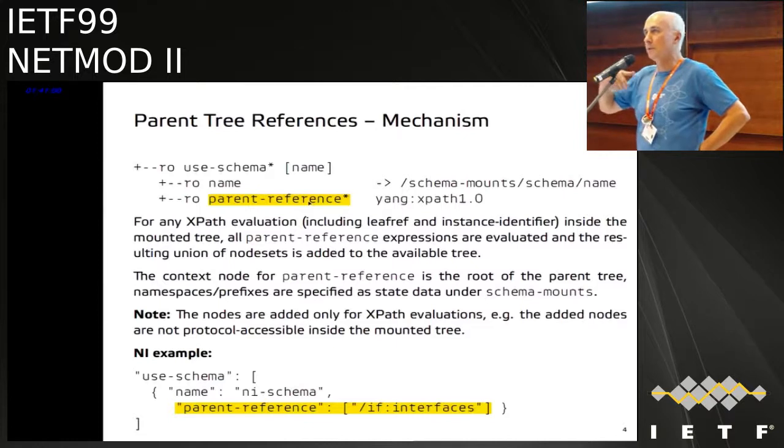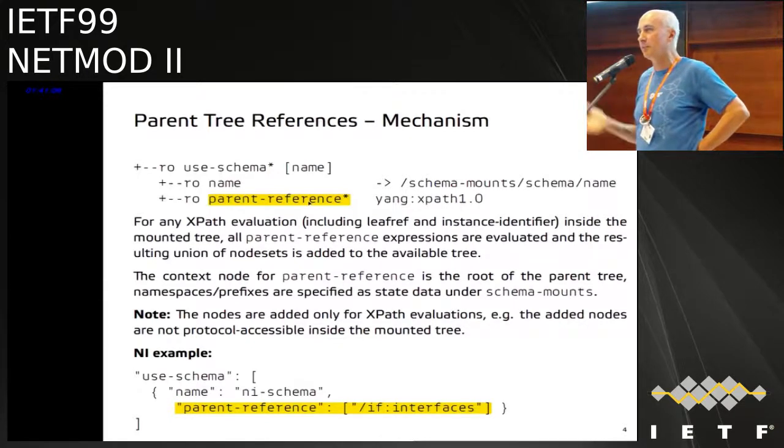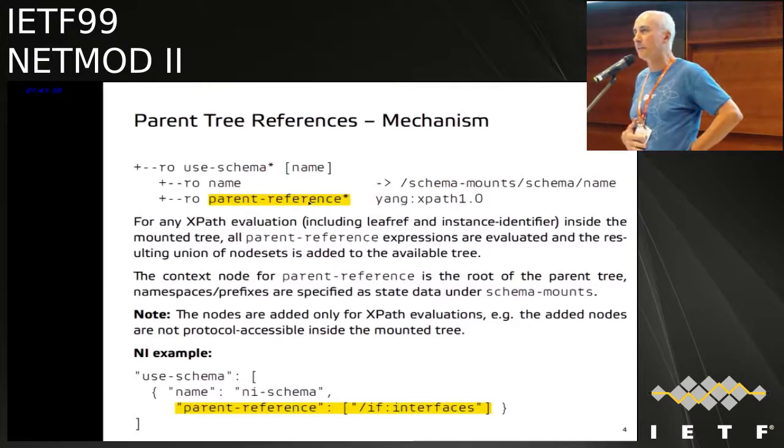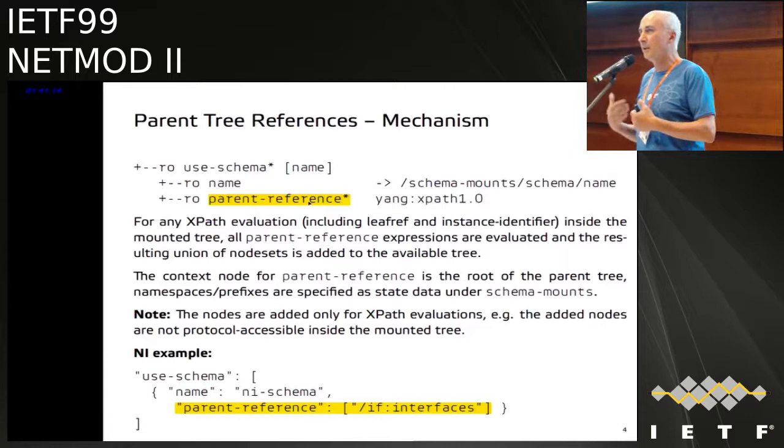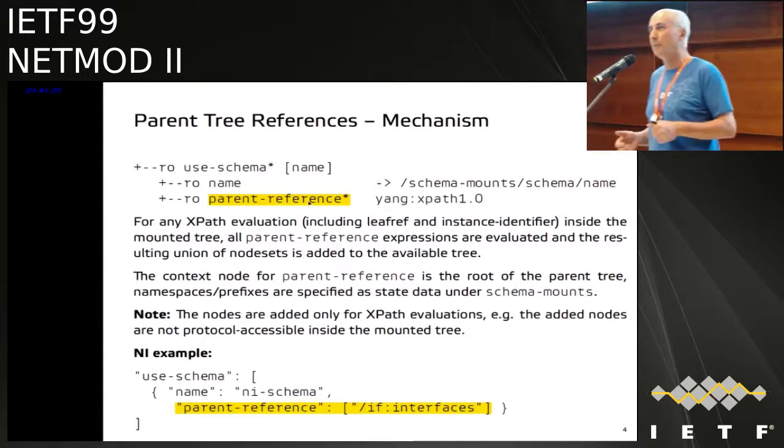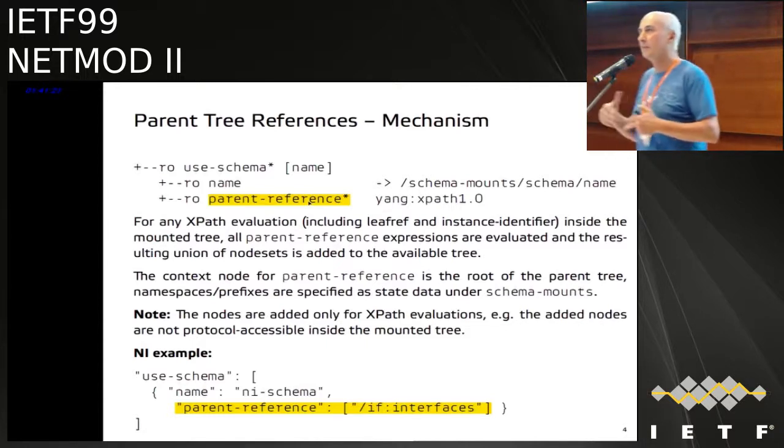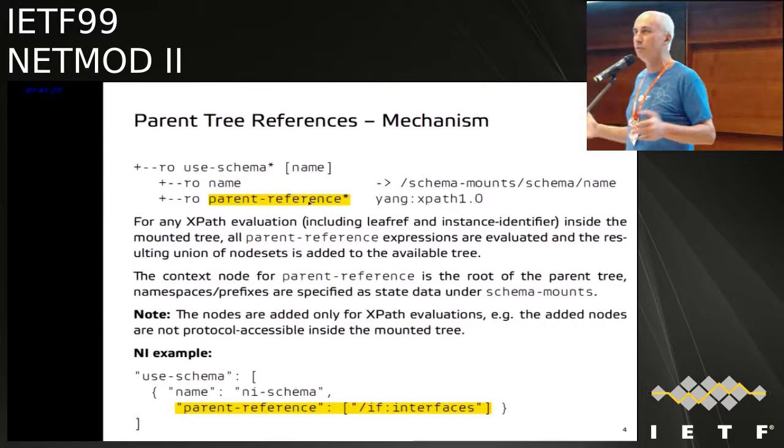Well, as far as I remember, this binding is done in the parent tree. So essentially for every interface, you can specify that this interface is bound to specific network instances. But this is about XPath expressions inside the mounted tree, right? So we have some data model for routing protocol, for example. This YANG module by itself doesn't know anything about network instances. It could be used for standalone routers, no problem.